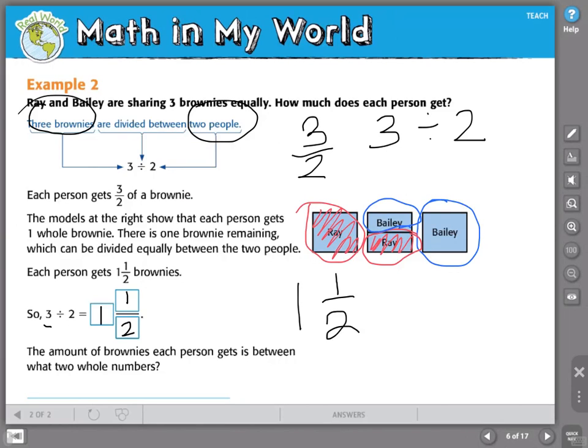Another way to look at it is 3 divided by 2. I know 2 can go in there 1 time. 1 times 2 is 2. There would be 1. So it would go in 1 time with a remainder of 1.